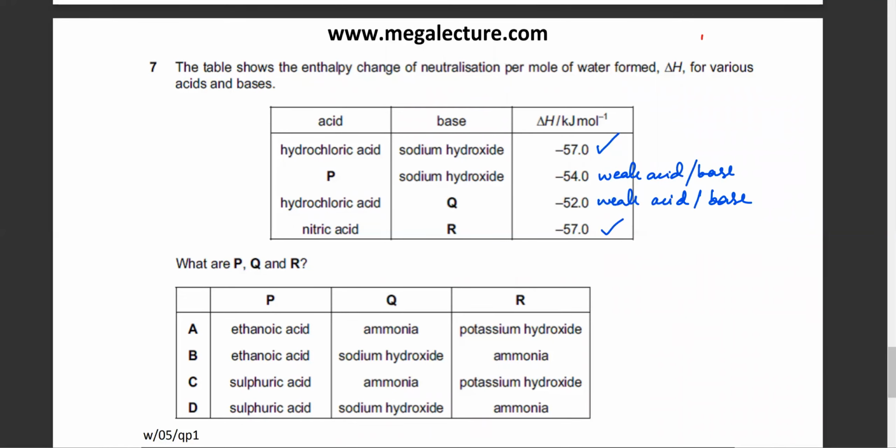So what would P be? That's going to be a weak acid, because you're getting less than minus 57, so it's either sulfuric acid or ethanoic acid. So P is going to be ethanoic acid. It's going to be a weak acid.